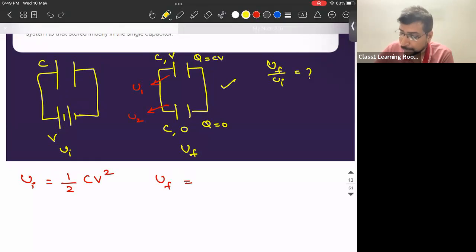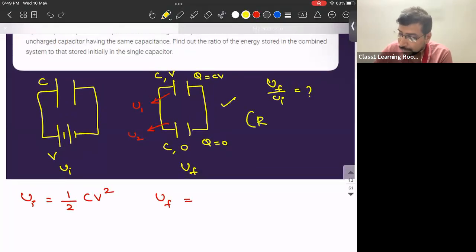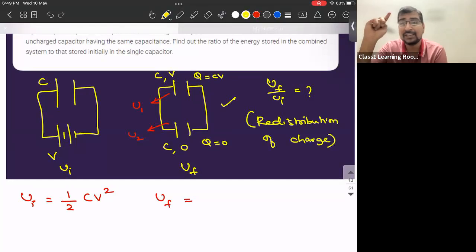If you observe this problem, it is based on the concept of redistribution of charge. Meaning, when the charged capacitor is connected across the uncharged capacitor, then there is a redistribution of charge taking place till a point where the potential of the first capacitor and the potential of the second capacitor becomes the same.